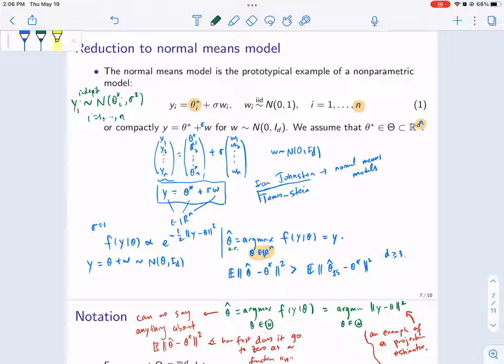And you can write it in vector form as y is equal to theta star plus sigma w. So the vector form of this is just y is normal with mean vector theta star and variance sigma squared I_n. So the point was, if you want to estimate theta star without any constraints, you do maximum likelihood. For example, you end up with just y itself. If you maximize the likelihood, which is equivalent to minimizing the deviation of y from theta in the L2 norm, you get y.